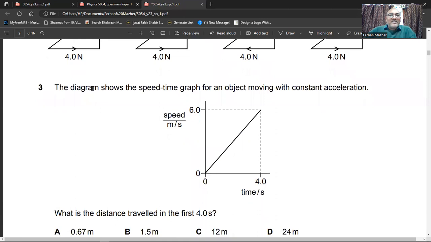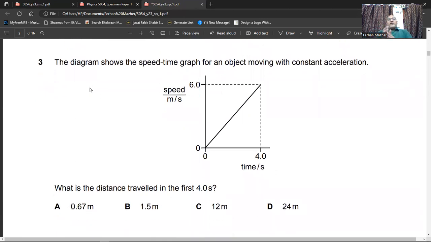Okay, so we are going to the next question. He says, question number 3. The diagram shows the speed-time graph for an object moving with the constant acceleration. What is the distance traveled in the first 4 seconds? It's a speed-time graph. And when you have a speed-time graph, you can find the distance traveled by calculating the area under the speed-time graph.